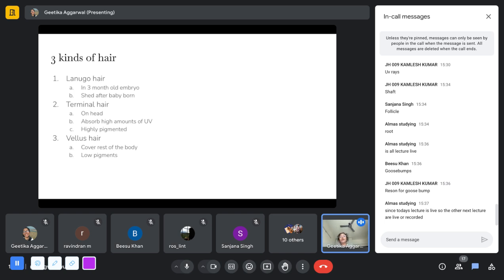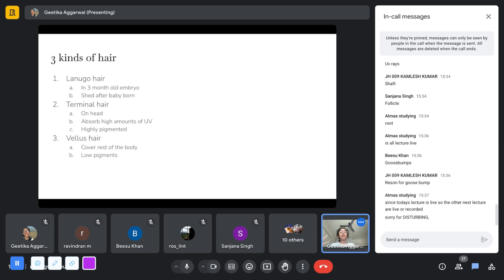Okay, so we have these three kinds of hair. The lanugo hair is found in embryos, mostly in a 3-month old embryo, and it develops at that time and is mostly shed after the baby is born. We have terminal hair, which is the hair on our head. These are highly pigmented hairs, and they absorb high amounts of UV radiation. The third type is the vellus hair, which covers the rest of our body, and it is slightly less pigmented than the terminal hair on the top of our head.